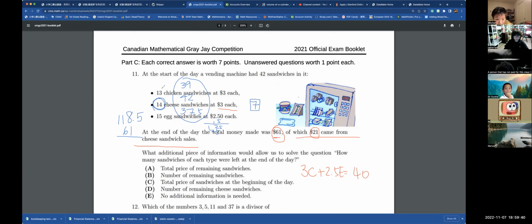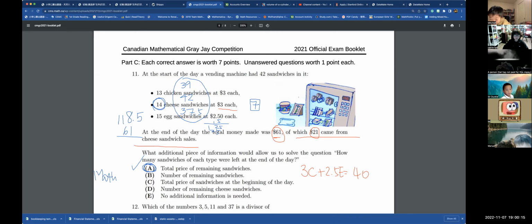Do you understand this part? Yeah. Right? So let's take a look at this one. What additional pieces of information would allow us to solve the question? 那这个需不需要 additional？不需要，对不对？不需要，所以 A 不对。Do you understand the question? 所以这个考试啊，我觉得它 is not about math. It is about how to understand this question better.